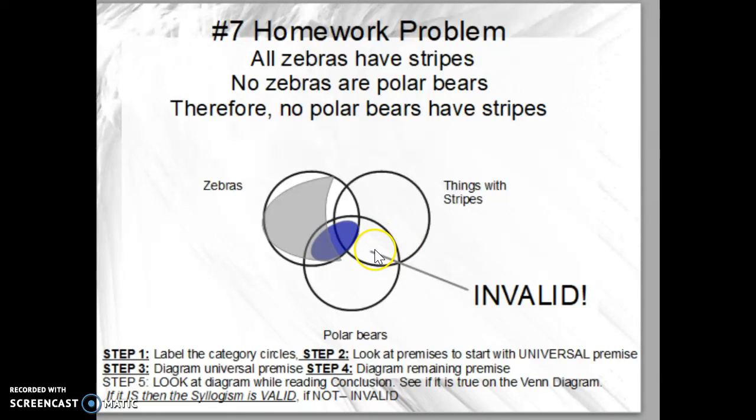We don't know whether or not there's polar bears here, but it's possible that there are, so we can't come to that conclusion that no polar bears have stripes since this section is still available. So we would call this an invalid syllogism. So I just wanted to give you one example of each kind.